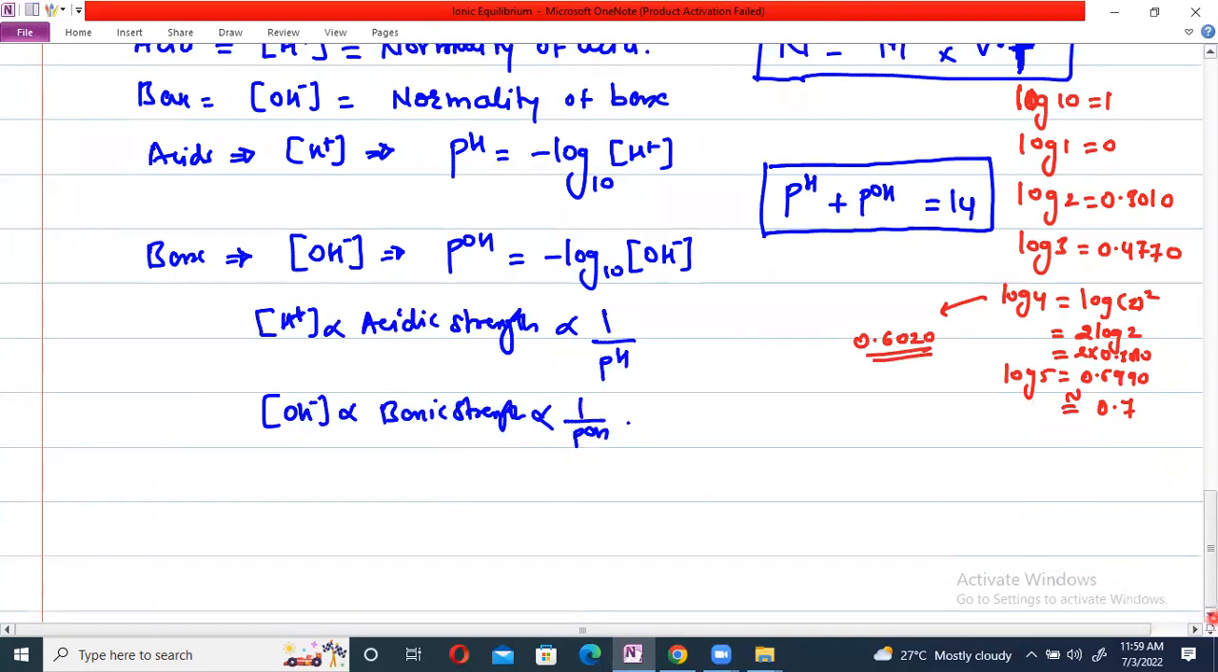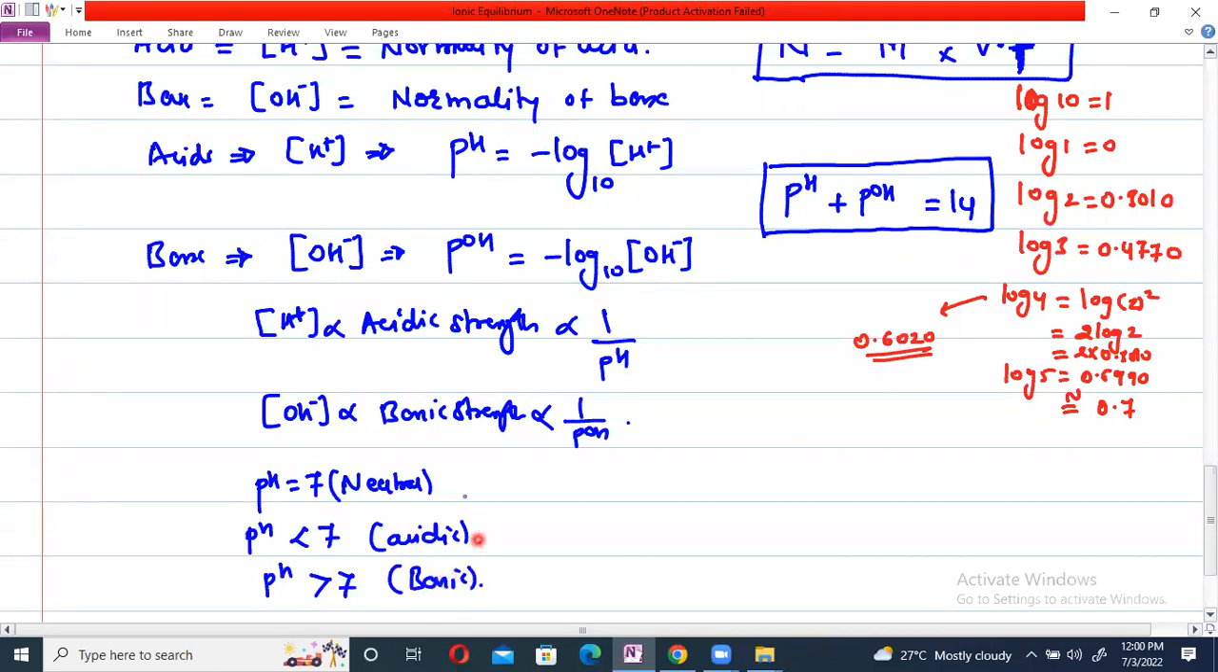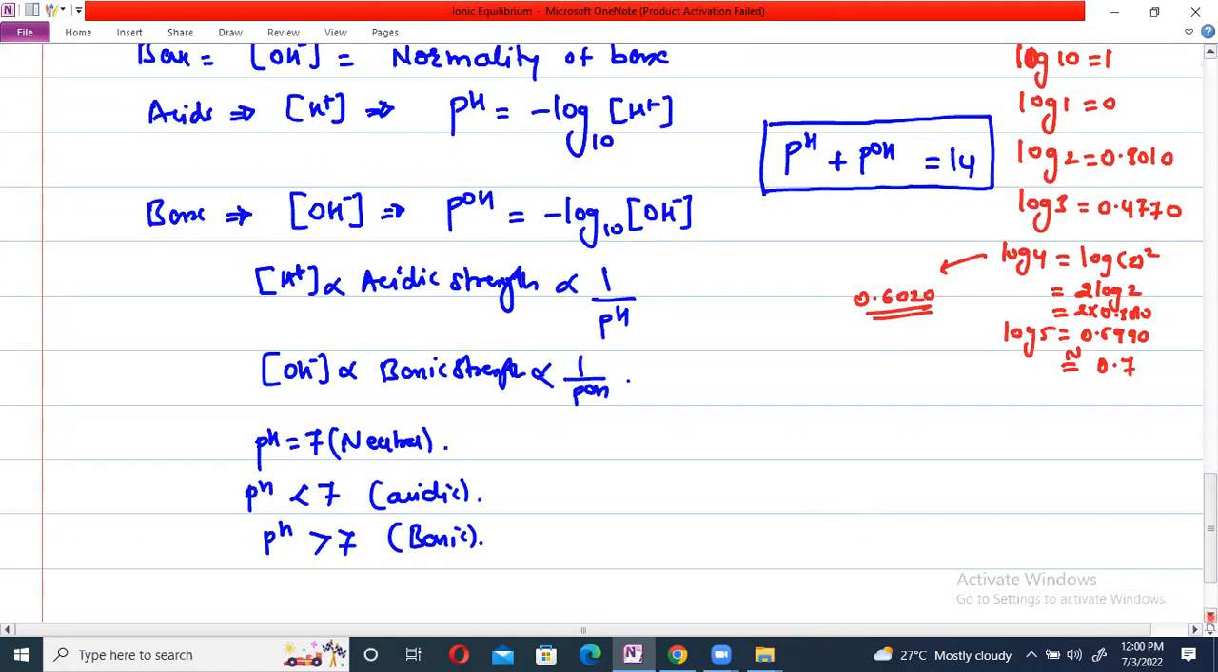Based on that, we can say now, if the pH value is equal to 7, the solution becomes neutral. If the pH value is less than 7, the solution is acidic. If pH is greater than 7, the solution is basic. We'll go with some examples of how to calculate the pH of solutions.